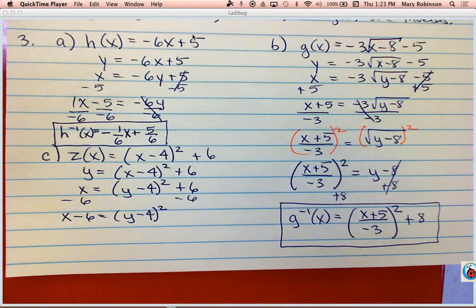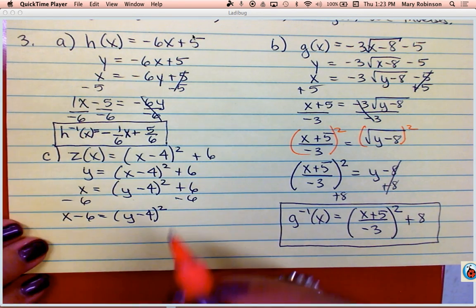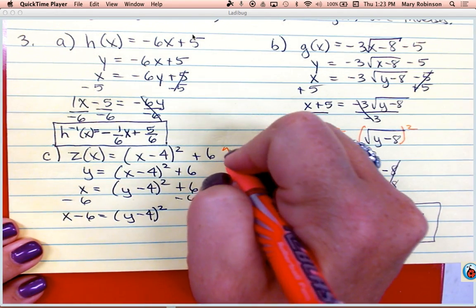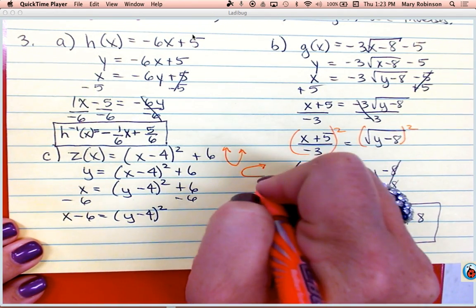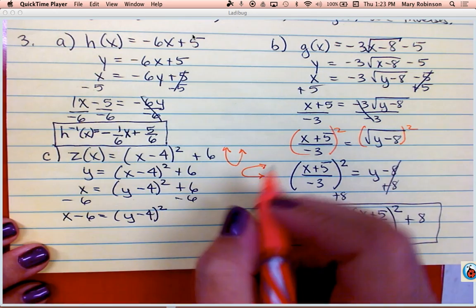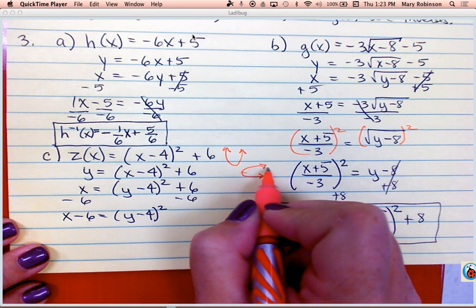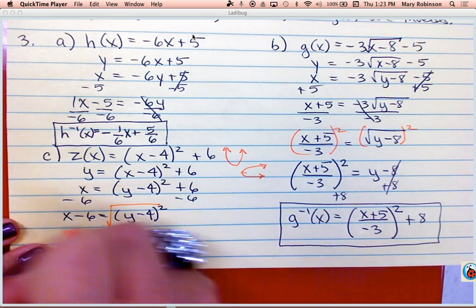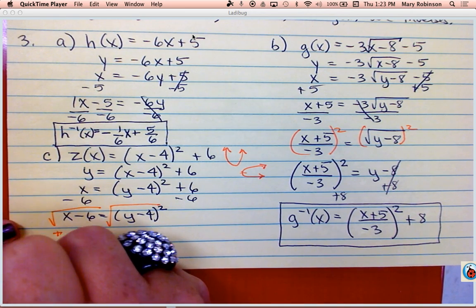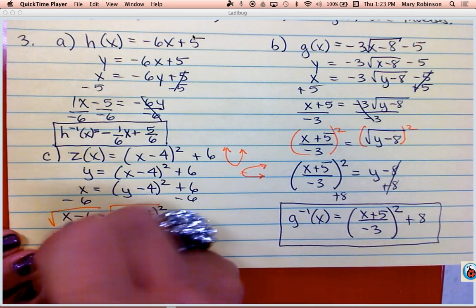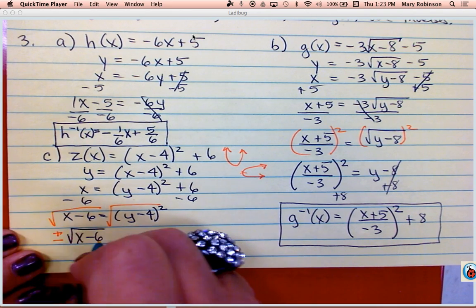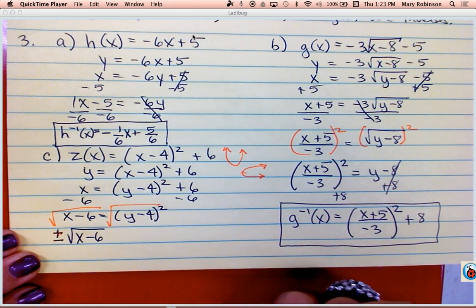And this is the kicker here, the big important thing we have to remember. When we graph a parabola, the inverse is going to be a parabola turned on its side. So we have to remember that that's a square root function, but it's the positive and the negative. So when I take the square root of both sides, I need to put plus or minus the square root of x minus 6. That's very important.